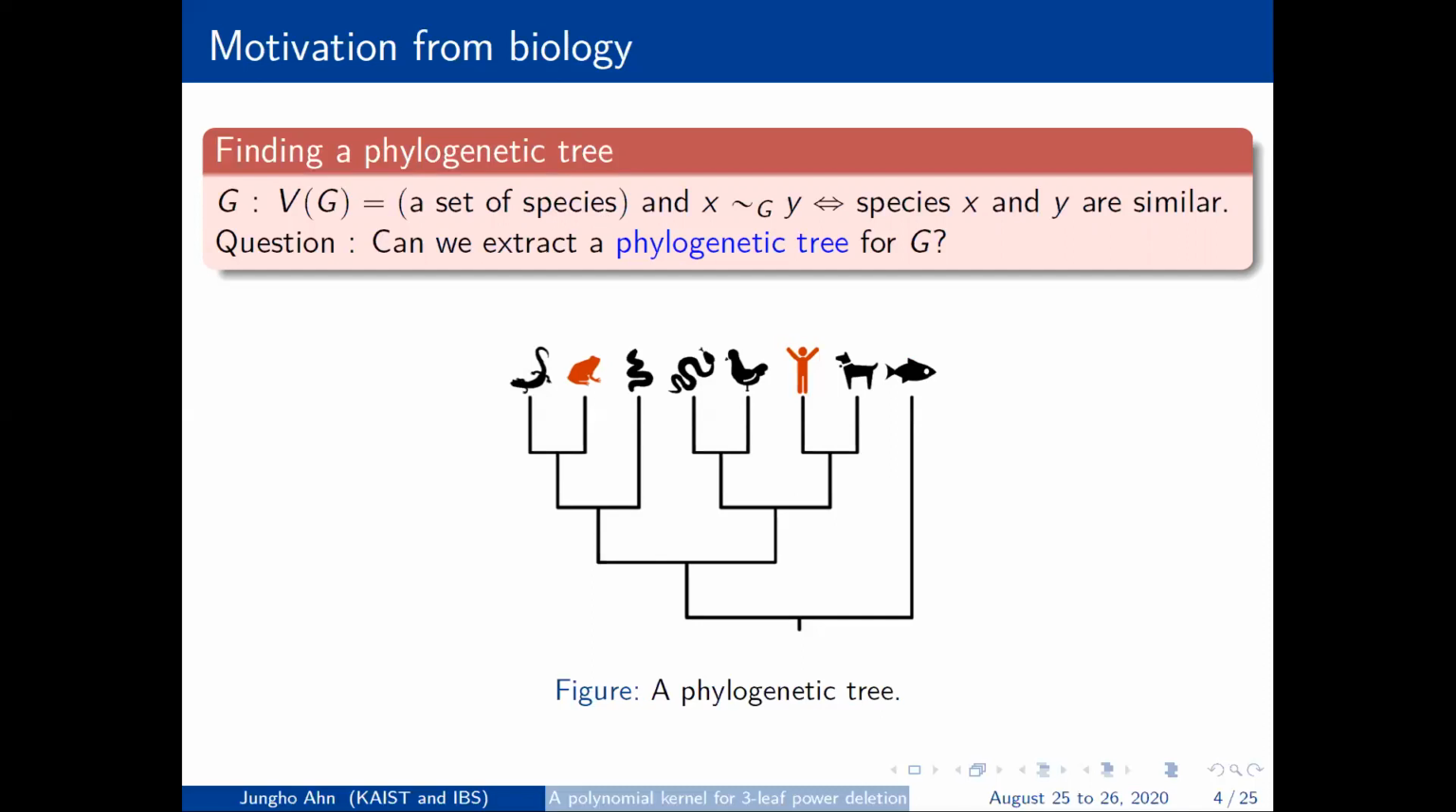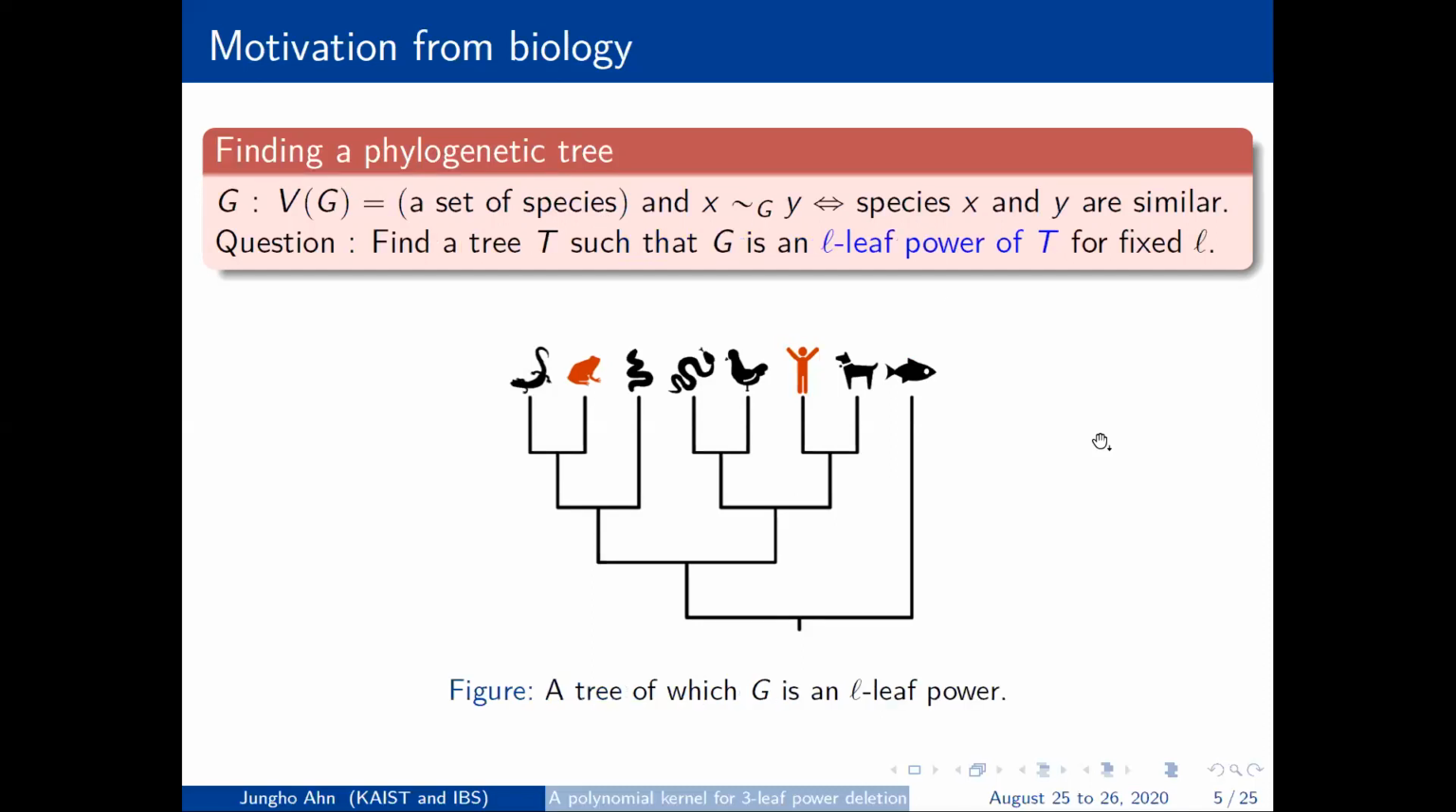In graph theoretical sense, we can formulate this question in terms of leaf powers. So if we interpret this similarity in terms of the distance in a phylogenetic tree T, then we can formulate the previous question as follows. Can we find a tree T such that G is an l-leaf power of T for fixed l? This is the main motivation to study leaf powers in computational biology.